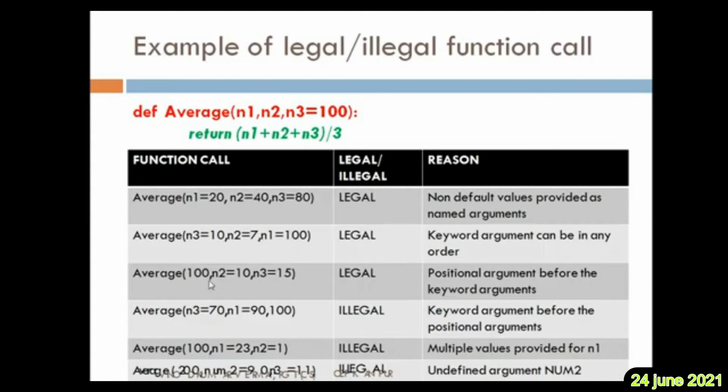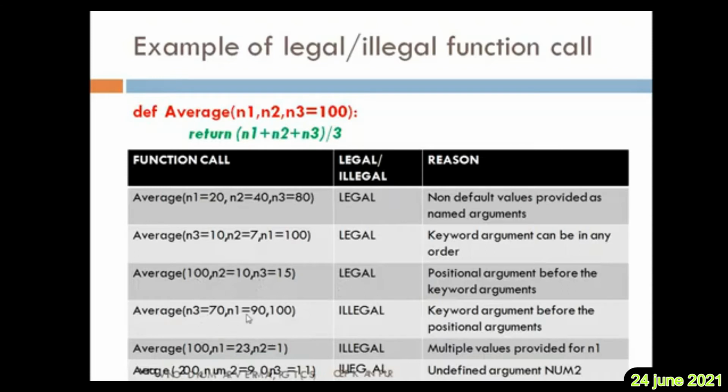Now you see the third example here. Average 100 comma n2 equal to 10 comma n3 equal to 15. Still it is legal. Positional argument before the keyword arguments, right? Your 100 is a positional argument. Of course, it is before the named arguments. It is allowed.